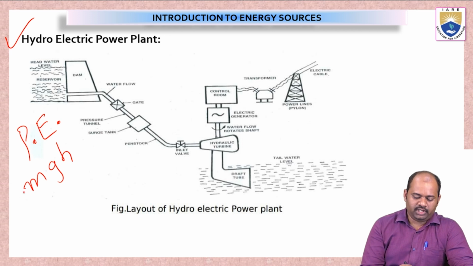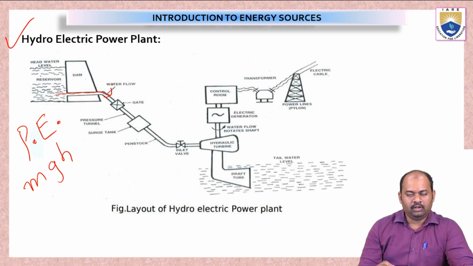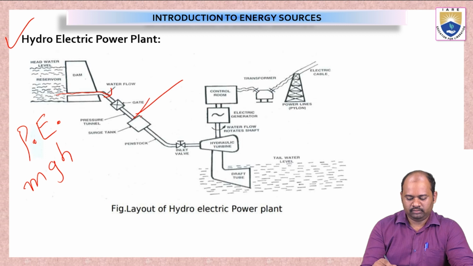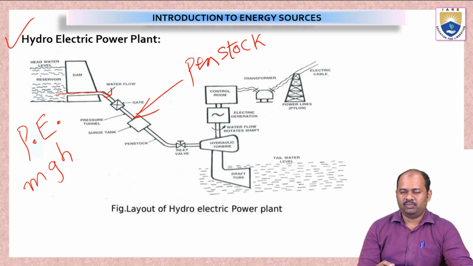Now, this potential energy of the water is used when the water is made to flow through a pipe called the penstock. The water flows from a very high altitude into this penstock, and at the end of the penstock there is a nozzle, where the diameter of the nozzle is very small compared to the diameter of the pipe. When the water flows through the nozzle, it comes out at a very high pressure.